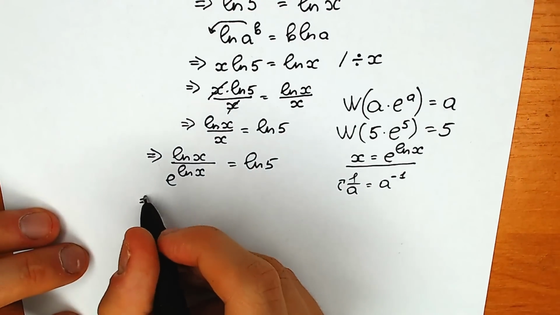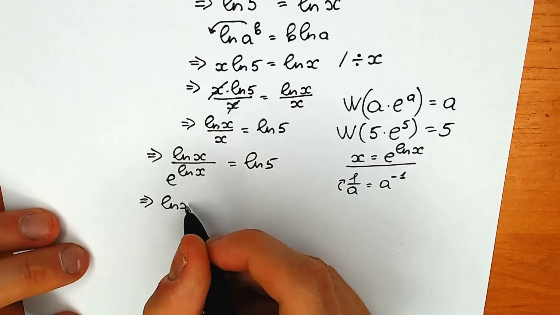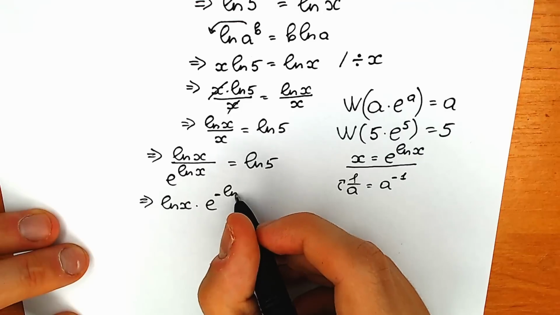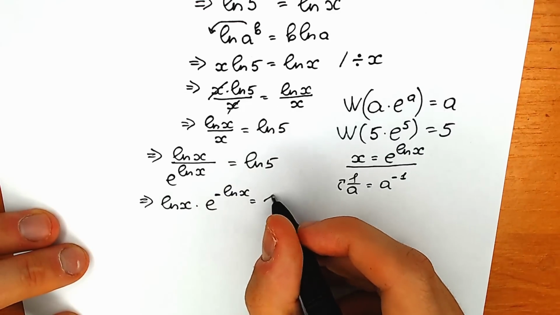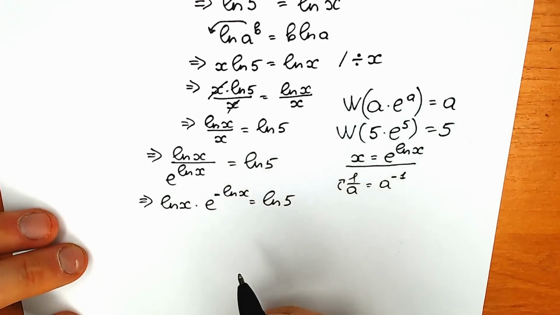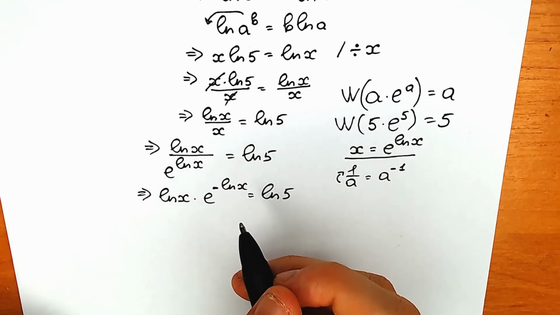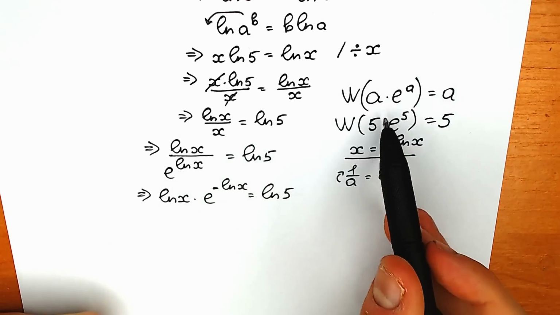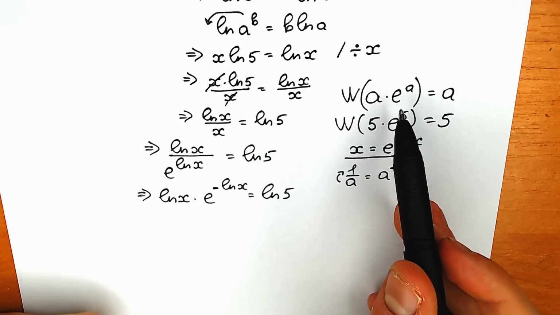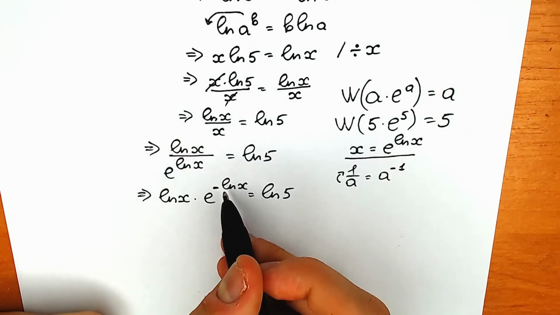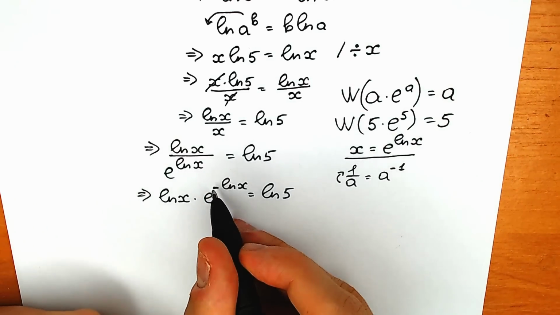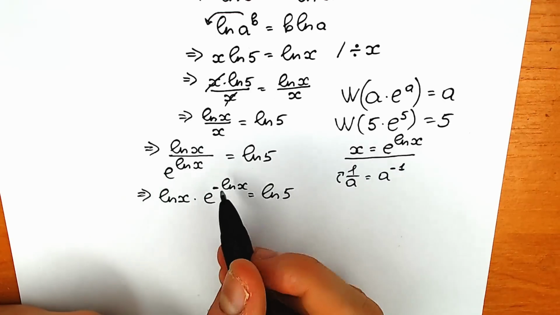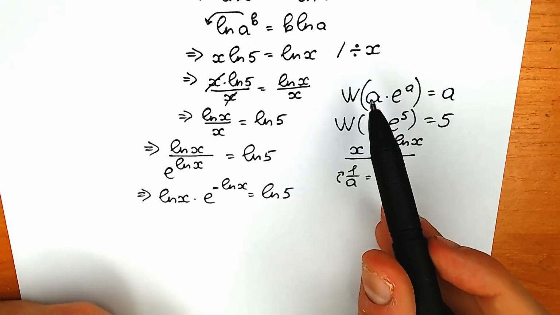So let's do this. As a result, we have natural log x times e to the power minus natural log x, because we write it in our numerator, equal to natural log 5. Right now, let's look closely. It looks like we have a great expression to apply the Lambert W function. We have e, and we need to have e right here to apply the Lambert W function. We have natural log x, and we have natural log x right here. It looks like that, but we have a minus right here. So we are talking about not the same expressions, but we need to have the same. We need to have a and a.